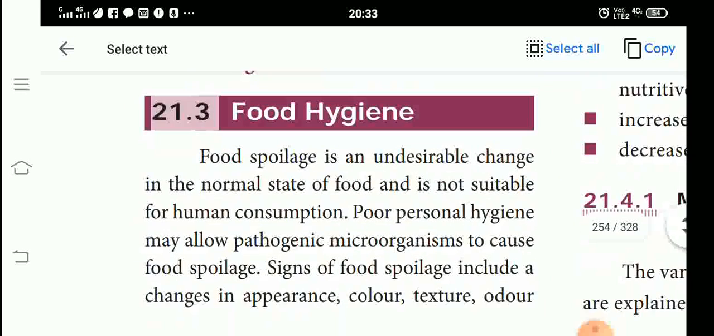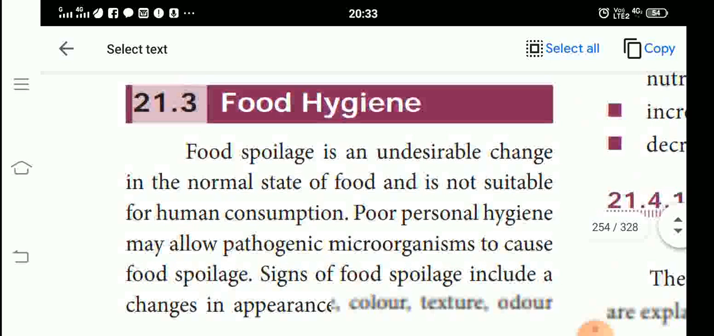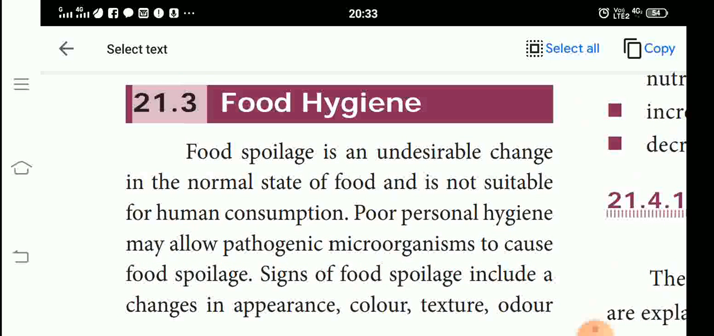What is meant by food hygiene? Okay, we have to take a healthy, clean food. Food spoilage is an undesirable change in the normal state of food and it is not suitable for human consumption. We have to eat healthy, clean food. If the food is spoiled, for example, if we are taking bread and on the surface of the bread there is any fungal infection, what do we do? We throw away the bread, we do not eat the bread. So that bread is called spoiled food.